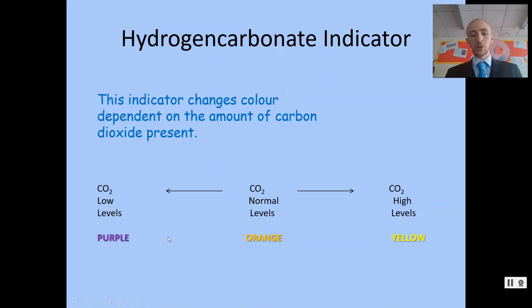So CO2 levels, when they're low, it turns purple. When CO2 levels are normal-ish, it stays about orange. When CO2 levels are high, it goes yellow. So pause me if you need to, copy down the blue sentence and the diagram at the bottom, if you want to call it a diagram.